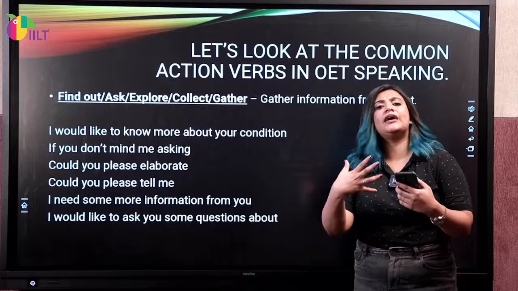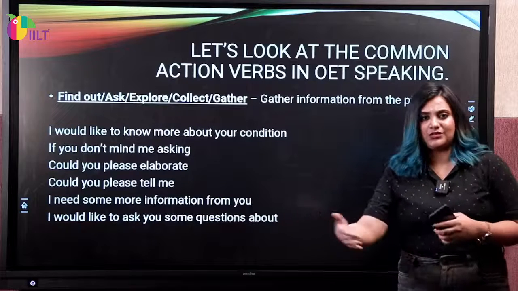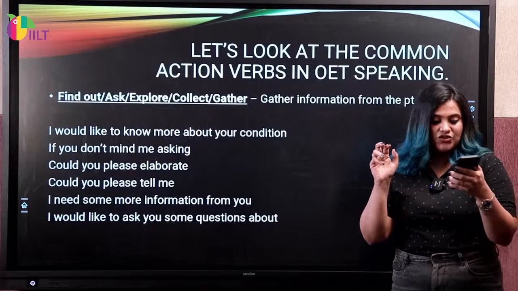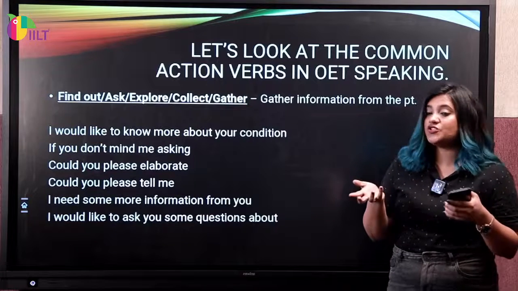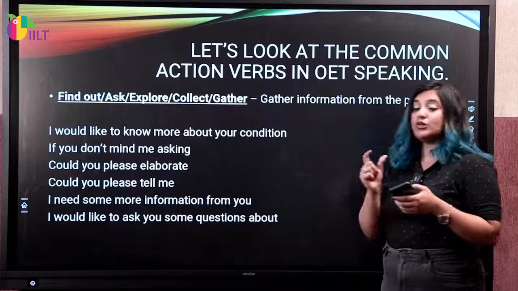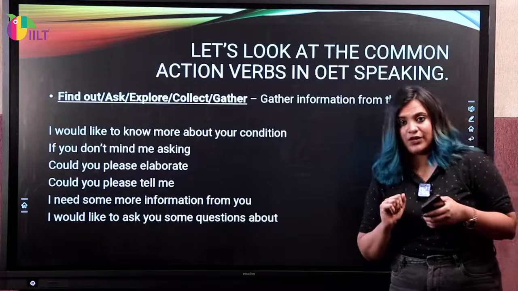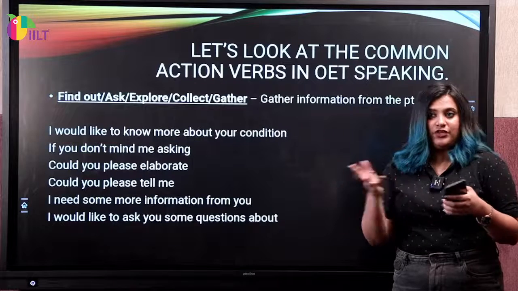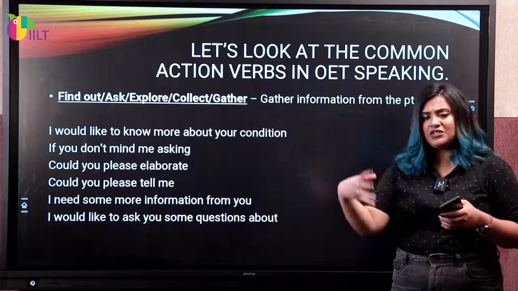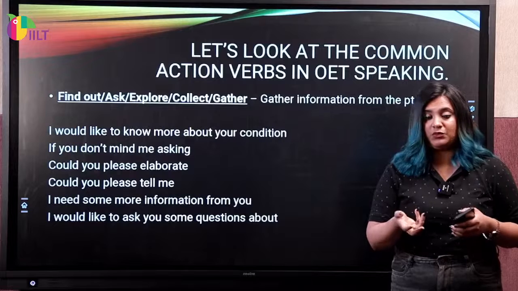You can say, "I would like to ask some questions about this." If it is precisely mentioned, ask questions about the symptoms, or ask questions about the family history, then you can mention that too. "I would like to ask you some questions about the family history," or "I would like to ask some questions about the frequency of the symptoms." So there will be different things that you need to gather from the patient.